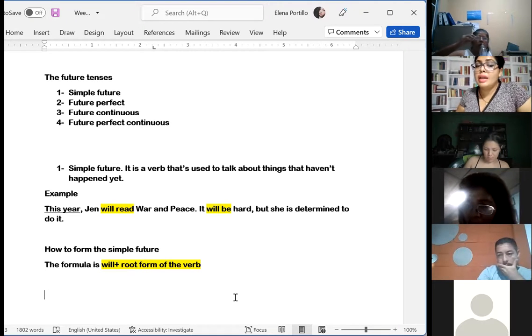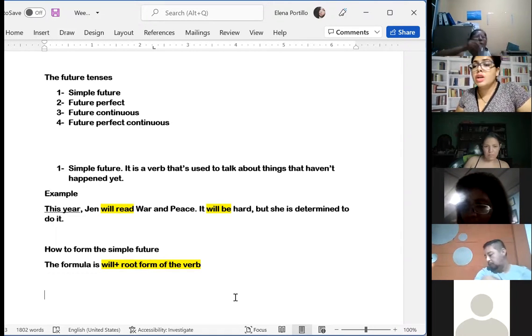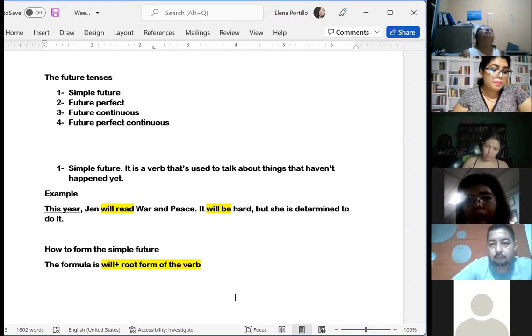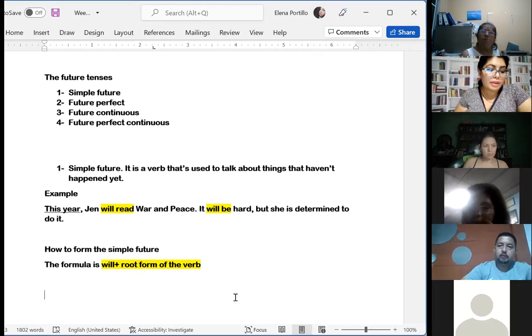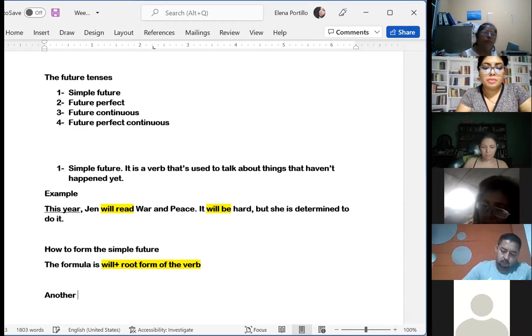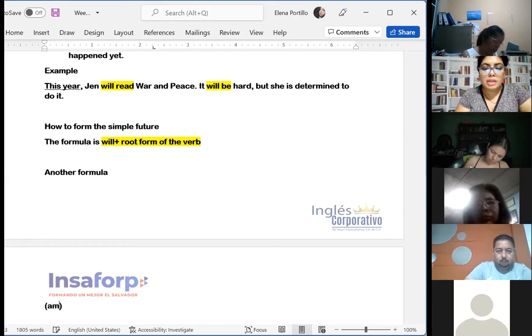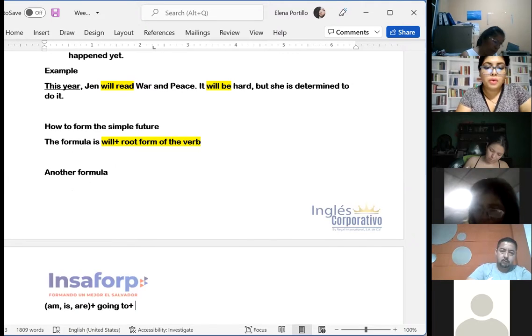In this case, the auxiliary is helping me to make this sentence in future. So it is not necessary to change the verb. But there is another way to show that something will happen in the future. And we have another formula. And it says, we are going to use the verb to be, am, is, are, plus going to, plus the root form of the verb.